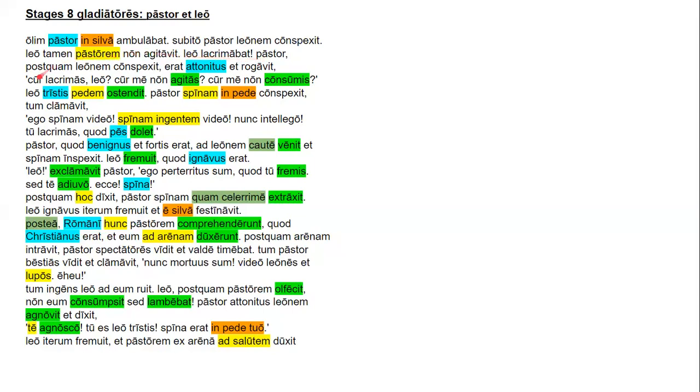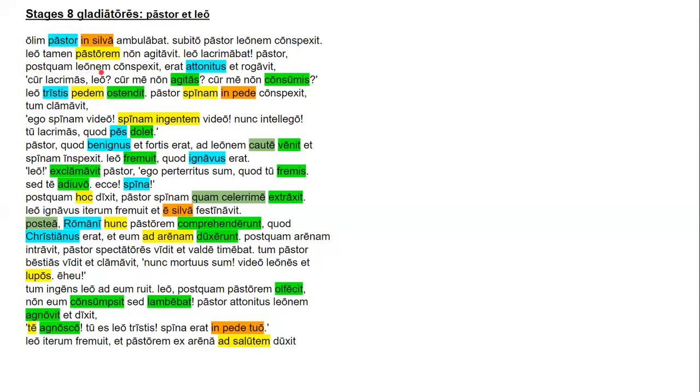Pastor postquam leonem conspexit erat etonitus et rogavit. And we'll leave off what he asks down here for the next little bit. So postquam, that's an adverb. It means after or afterwards. In this context, it's just going to be after.